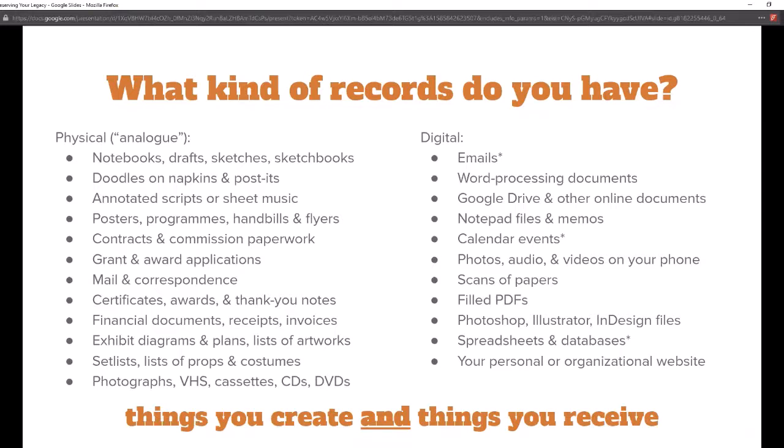There's a good chance you have notebooks, drafts, sketches, sketchbooks. You might be doodling on all sorts of things that are hard to preserve. Napkins is one of them. I love saving doodles on napkins. I think they're fantastic. Do not throw those out.